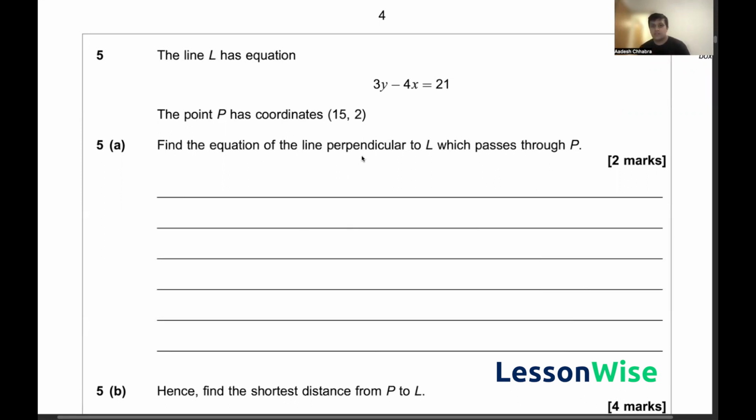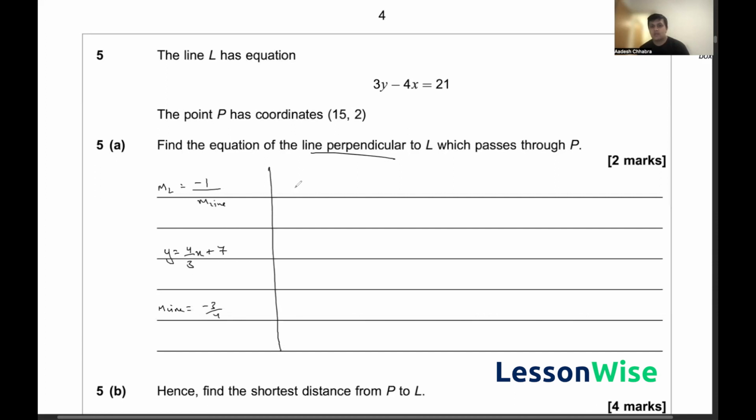Just from the line, we know that the gradient of the perpendicular line would be equal to -1 upon the gradient of L. If we rearrange the equation for L to find the gradient, we get y is equal to 4/3 x plus 7. So the gradient of L is 4/3, and since the perpendicular gradient is just its negative reciprocal, the gradient of the line is going to be equal to -3/4.